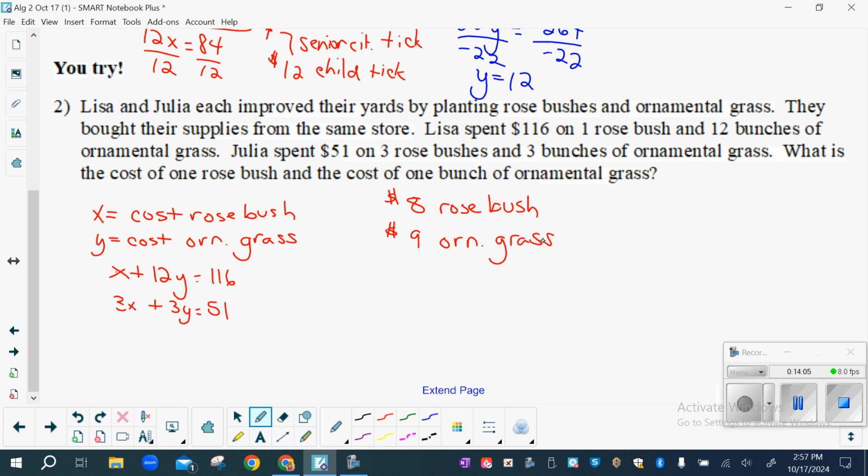Okay, attention up here, please. So here's your two defined variables. These would be your 2 equations. And so one possible next step is all I'm going to talk about. If you have questions after that, you can ask me after I'm done with the notes. Looking at the x's, we could multiply this whole equation by -3 and then add them together. And so you get $8 per rose bush, $9 per ornamental grass. So make sure you define your variables. Really easy to forget that.